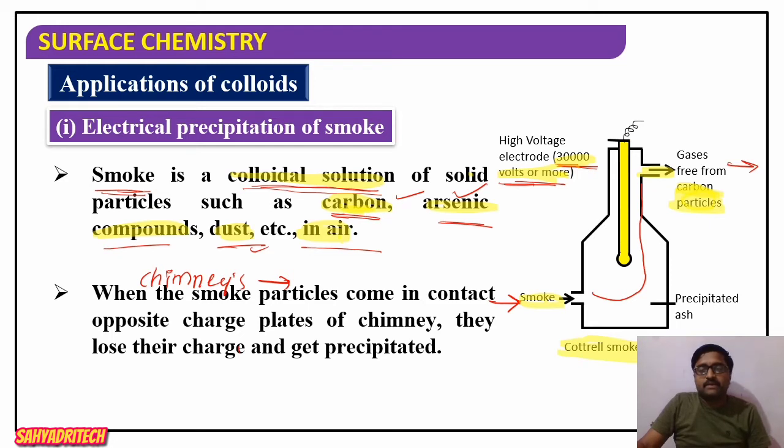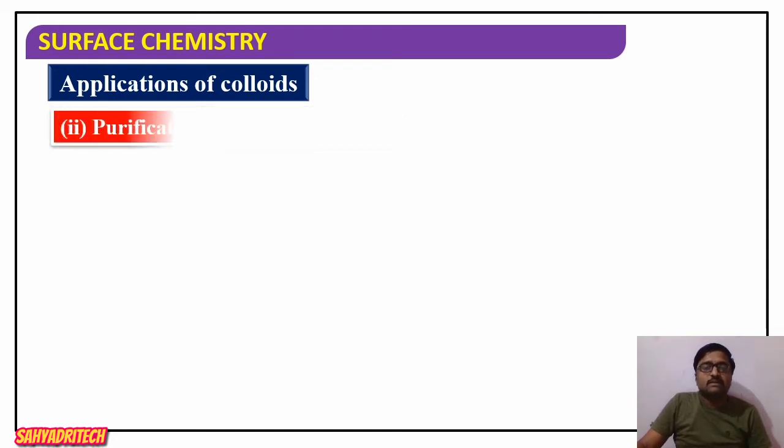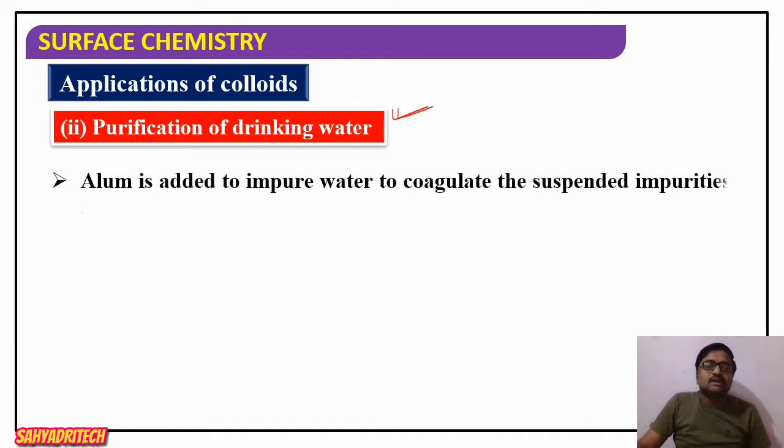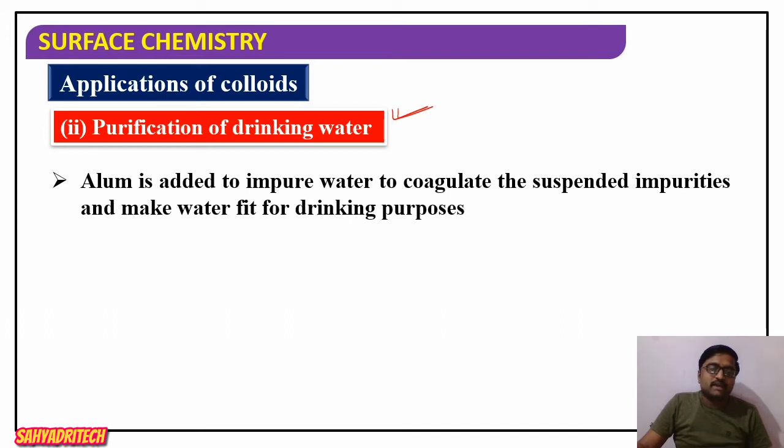Now coming to the next application, it is about purification of drinking water. We know that drinking water also contains colloidal particles, that is clay particles, as impurities. We call them suspended impurities. Colloidal particles present in drinking water in the form of clay are considered suspended impurities. So how can we remove these suspended impurities? Again by using alum.